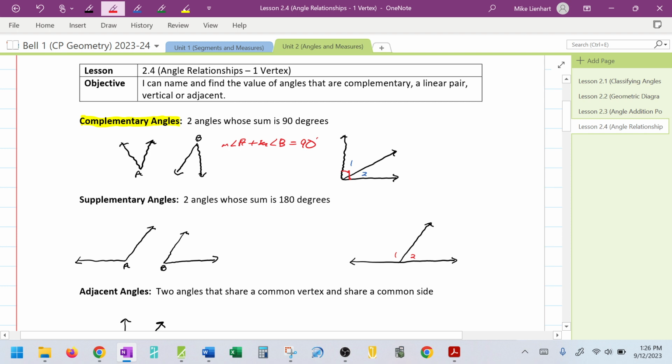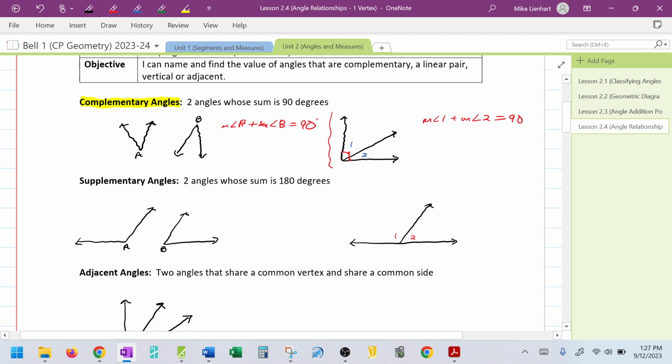They could be separate, or like you can see in the second example right here, they could be together with that little right angle symbol in there. In this case, I know the measure of angle 1 plus the measure of angle 2 is equal to 90.